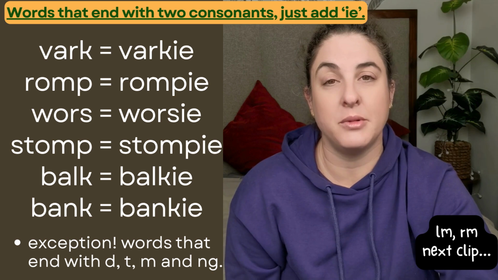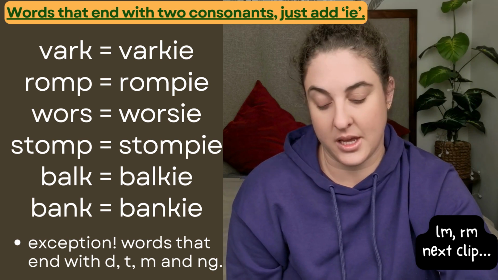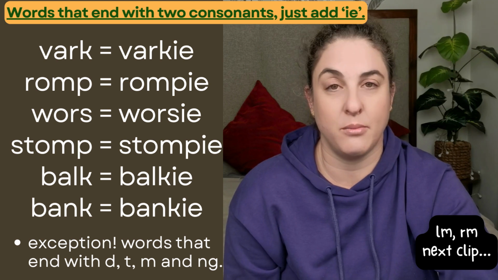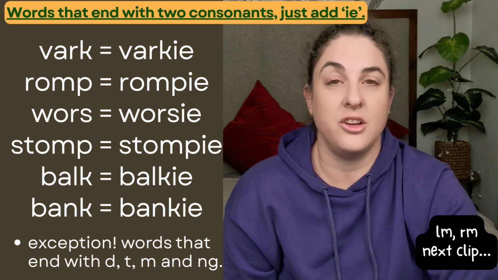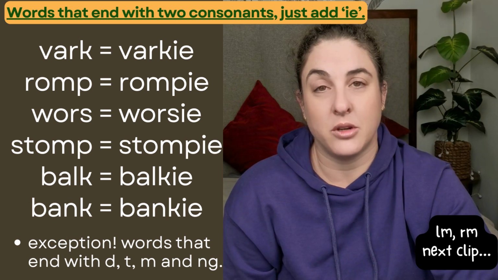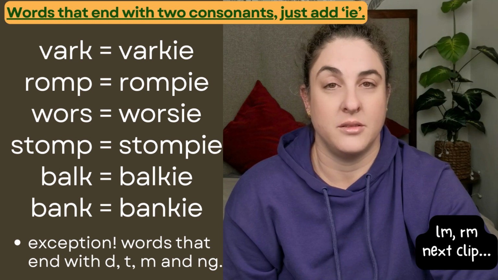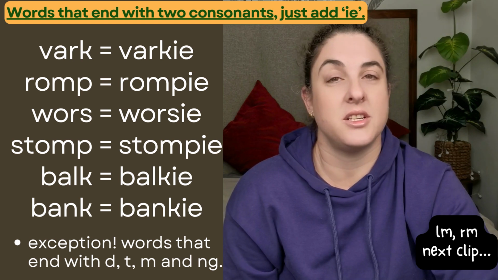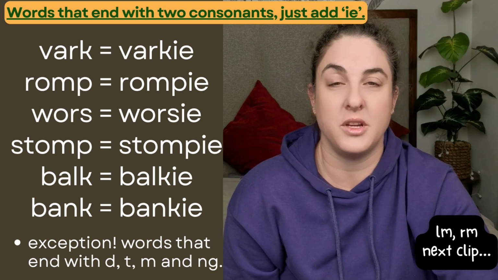So in the next clip, we will look specifically at words ending in LM and RM. So they change in a different way. So just keep that in mind. Back to the words with the double consonant, you have the word vark, which is pig. That one just gets an IE, varkie. So these are very straightforward.